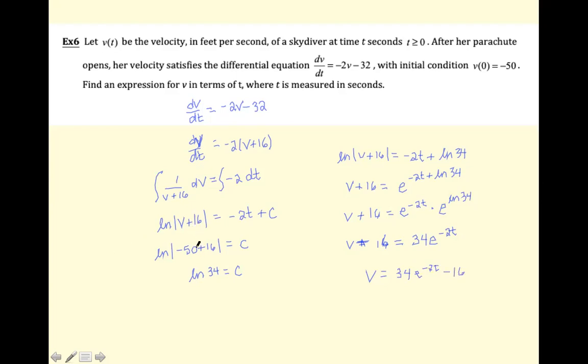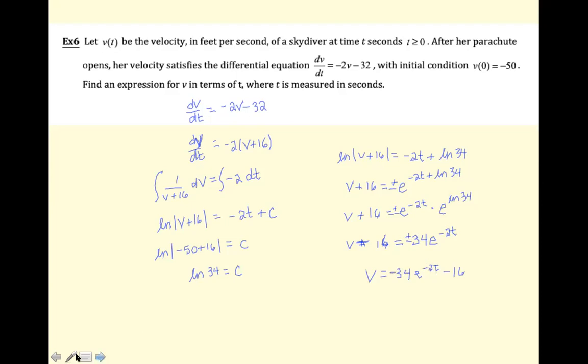So let's double check. It's not 34. Oh, because we should have put a plus or minus in here when we did this step. Yes, plus or minus here, because we got rid of our absolute value. I should have caught that. And because our initial v value was negative, this should be the negative case. It should be negative 34 e to the negative 2t minus 16.